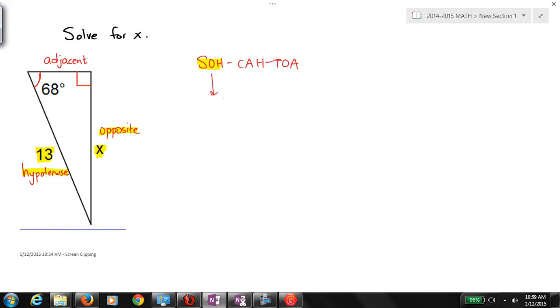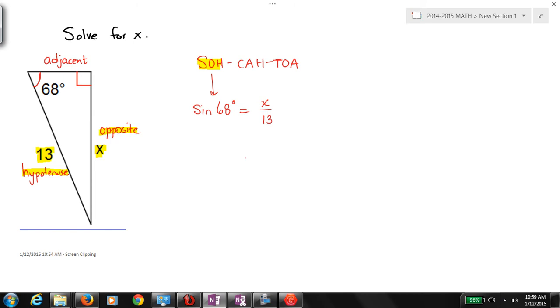So now that I know I'm going to use sine, now establish it, write it out. Sine of the angle. What's the angle here? 68 degrees. So just be careful, because before we were using theta because that's what it was. Now we actually have to use 68 degrees. And opposite is going to be x over hypotenuse is going to be 13.